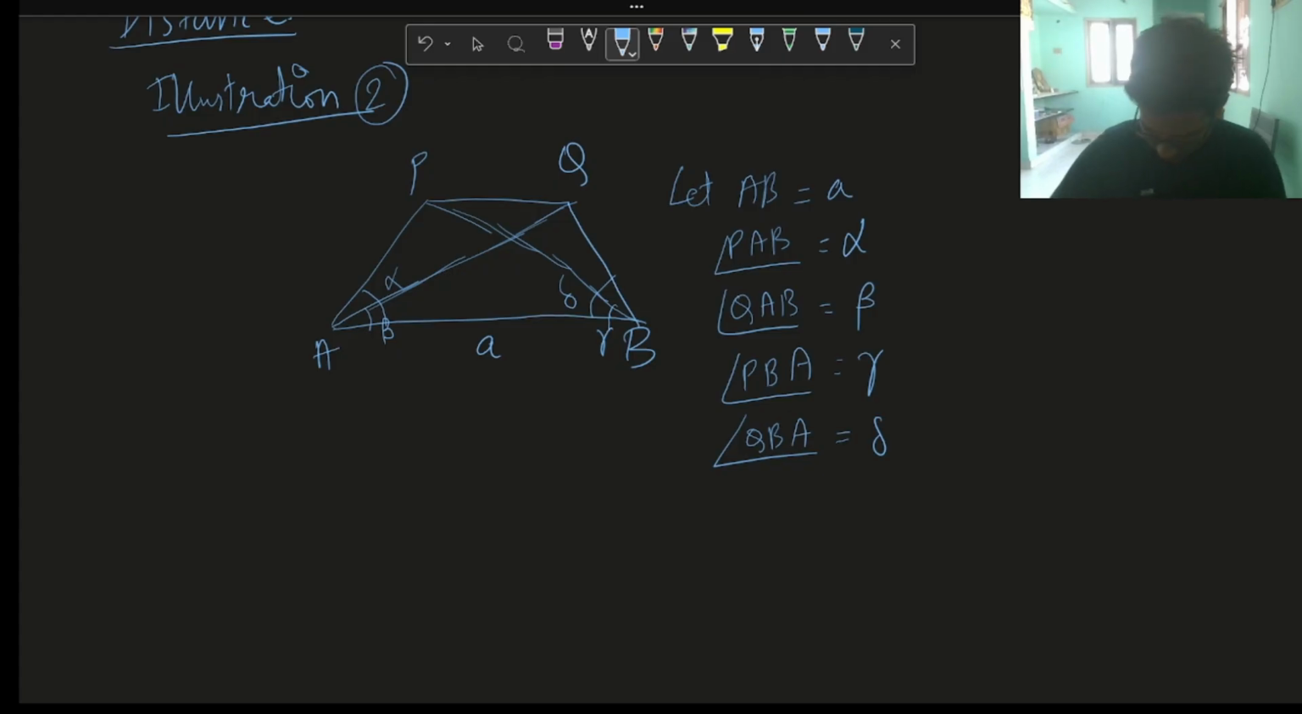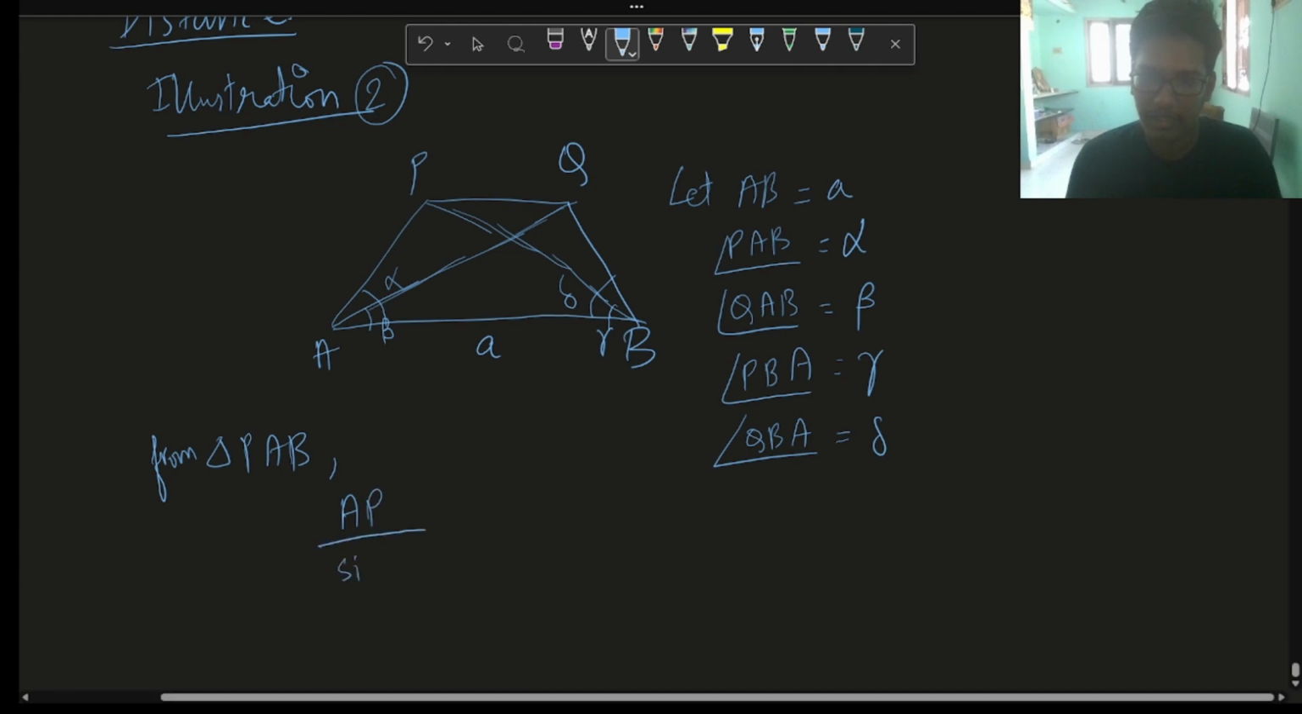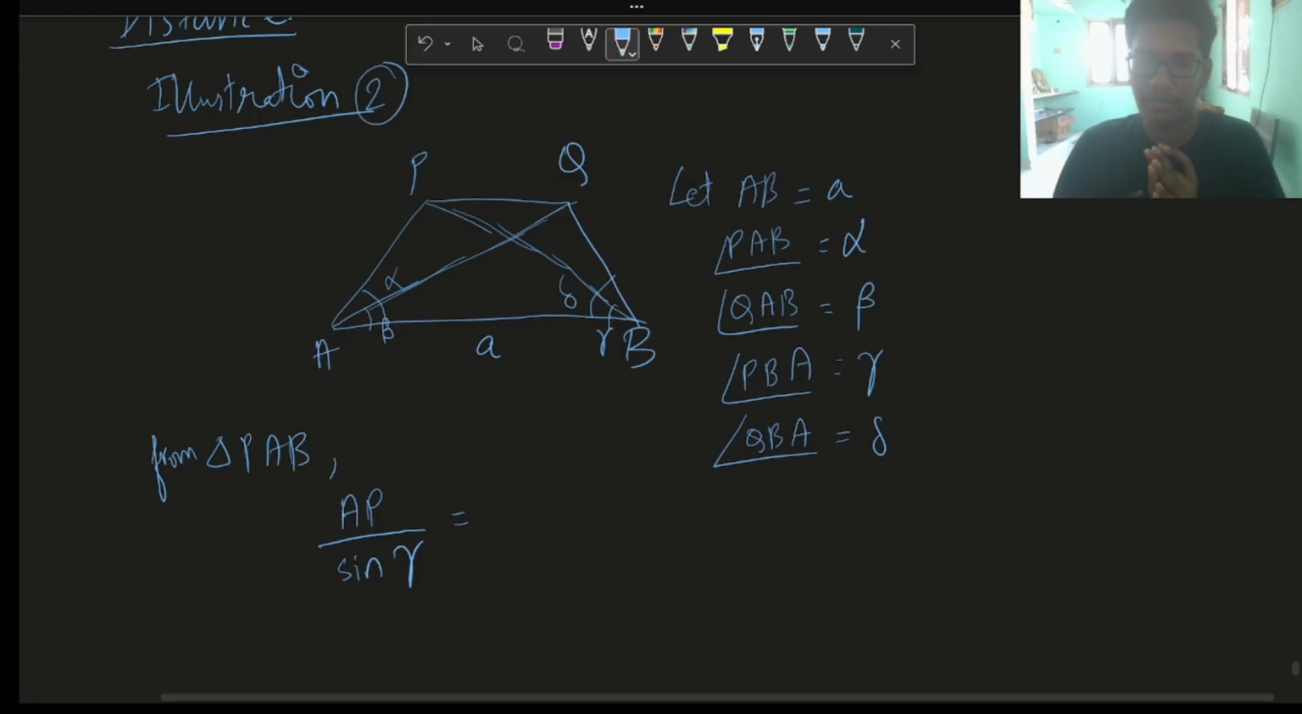Now from triangle PAB, we can take it as AP divided by sine gamma. This is the law of sines. There are two different laws, the law of cosines and the law of sines, and I would just tell you after writing the equation.